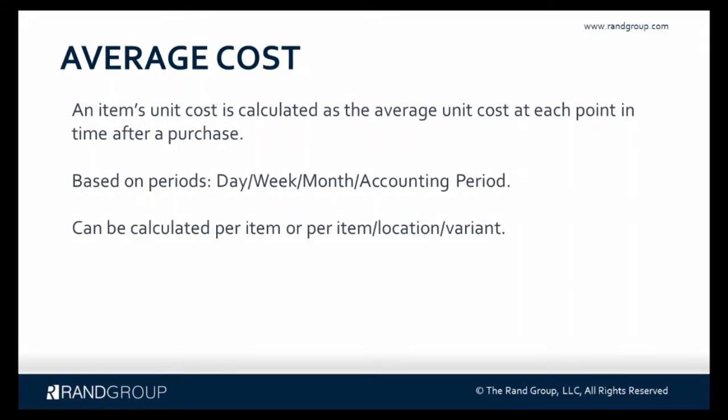The fourth costing method NAV uses is average cost. This method is one of the most difficult to understand. Under average cost, an item's unit cost is calculated as the average unit cost at each point in time after a purchase. It's based on periods. The options for the periods are day, week, month, and accounting period. And the calculation can be broken out per item or per item, location, and variant. Let's take a look at the way NAV calculates average cost.